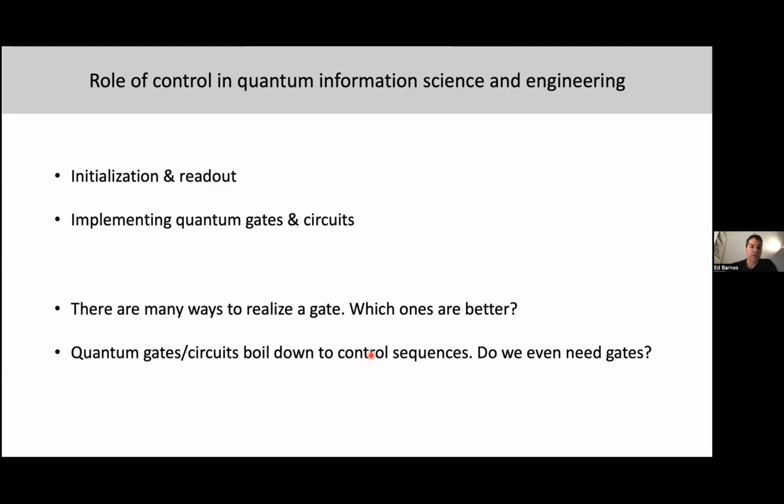And then the other aspect of the talk is this idea that when we have quantum gates or some circuit that implements some algorithm of interest, at the end of the day, that combination of gates boils down to some particular control sequences which are applied to our qubits. And so an obvious question is, do we even need to talk about the gates in the first place? Is there a way where we can directly choose these control sequences to arrive at the final state that we want, or get at the information that we're trying to get at?